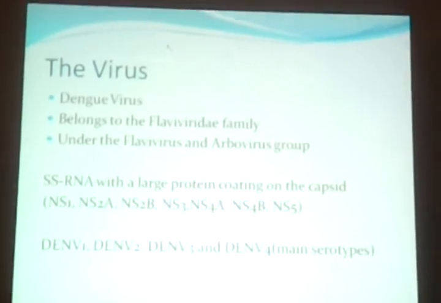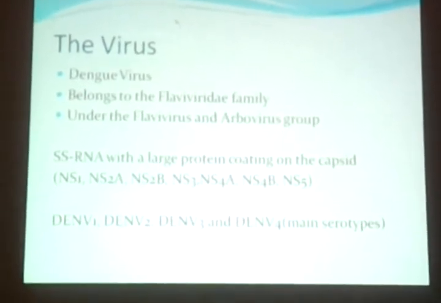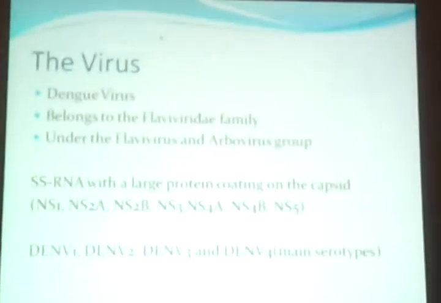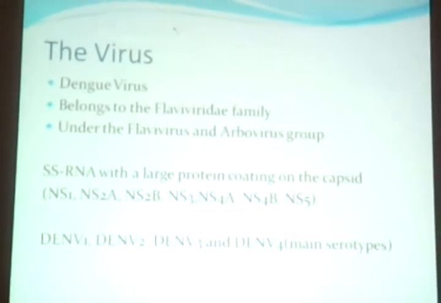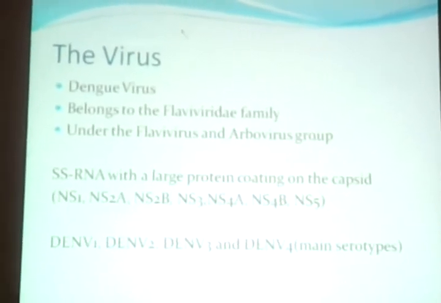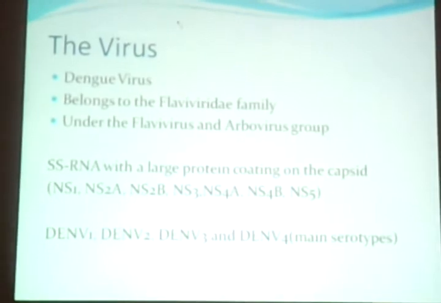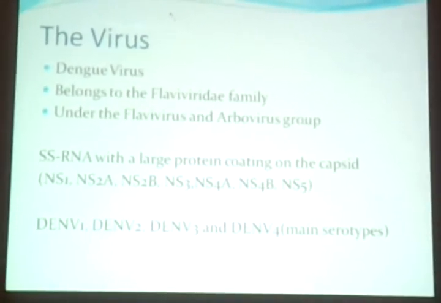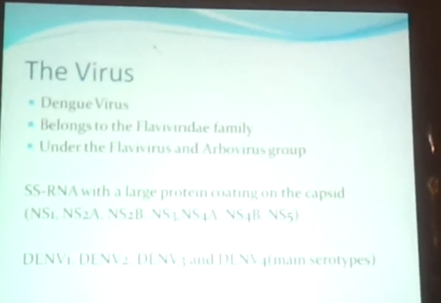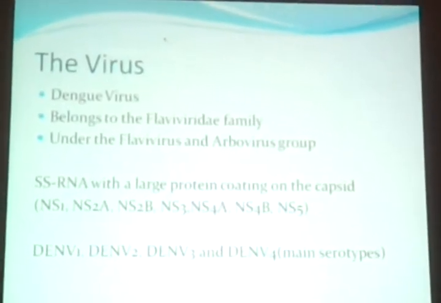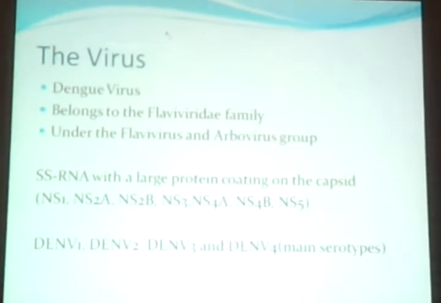These are the main serotypes of the dengue virus: V1, V2, V3, and V4. That means you need to be infected 4 times before you develop antibodies against the virus. So you have to have 4 dengue episodes in your entire life to develop antibodies against the virus. If you are still alive, of course.